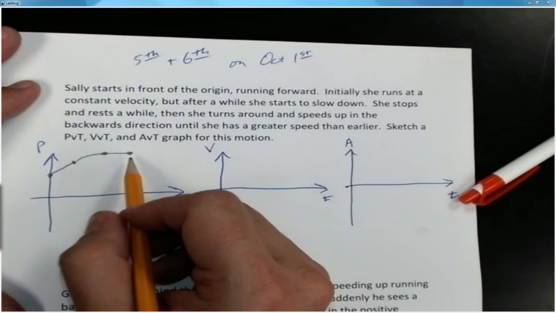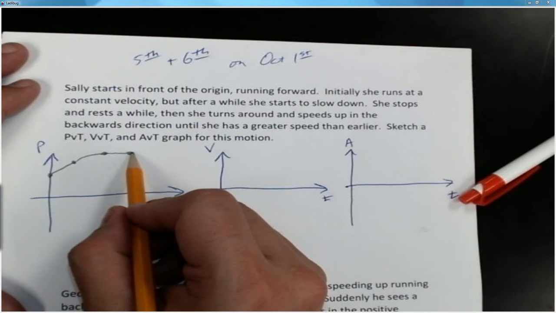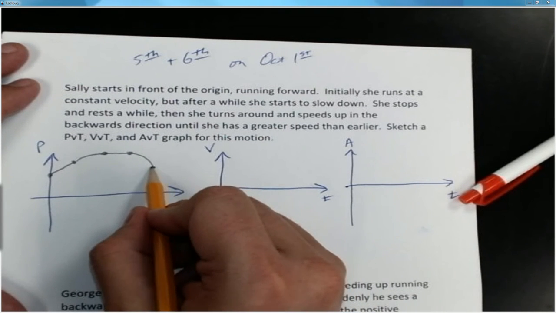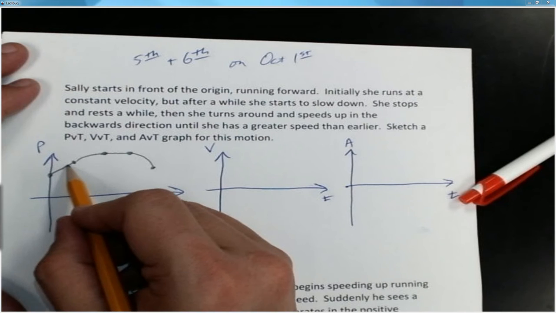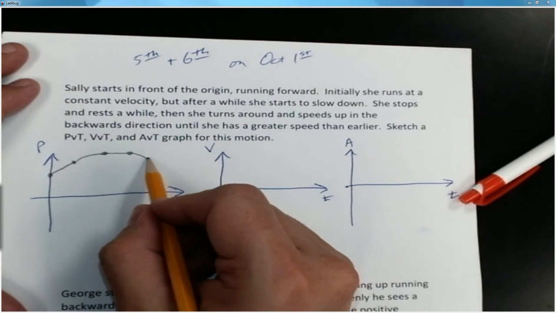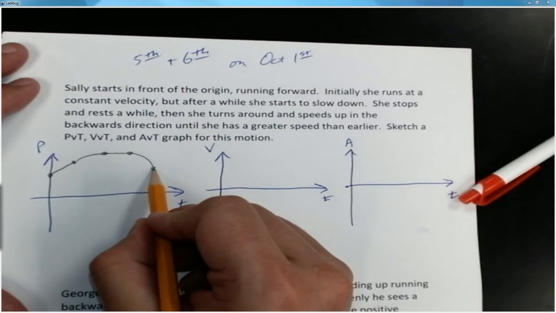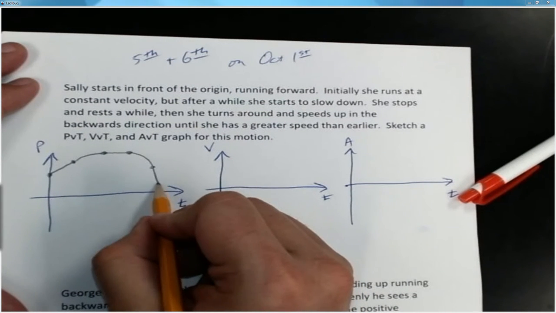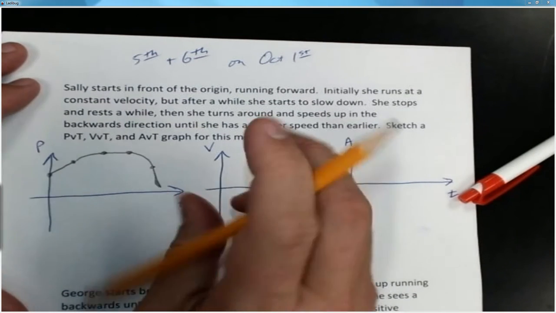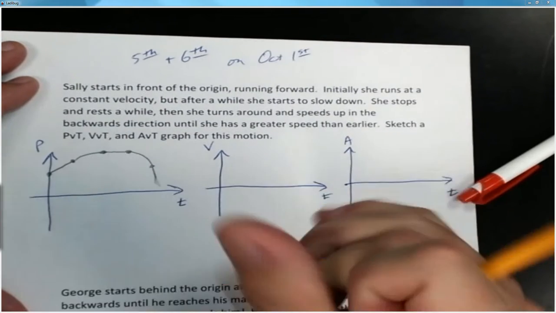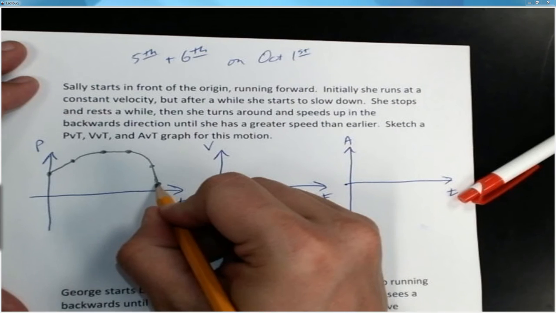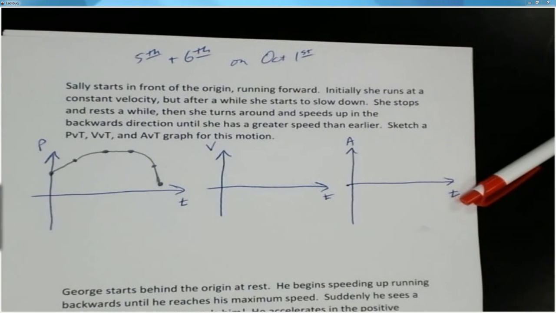Then she's going to turn around and speed up in the backwards direction until she has a greater speed than she had initially. So her speed initially looked like this. So the same speed would look like this, but this is going to be steeper, so her speed is going to look like this. I'm having a hard time drawing. Like always, drawing is hard for me. So that's the PVT sketch.